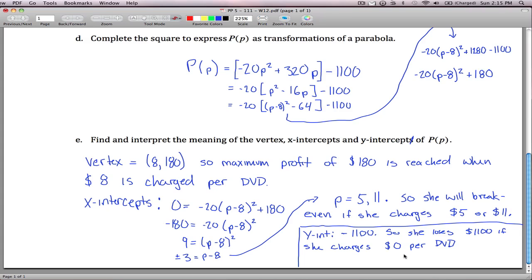Because she's charging $0, she makes $0 in revenue, and she's still going to lose this $1,100 for bail. Although you might wonder why she'd be paying bail. She gives them away for free, but ignoring that little part, she would lose $1,100 if she charges 0. That's what our y-intercept means. And finally, that is the end of this perfect problem.